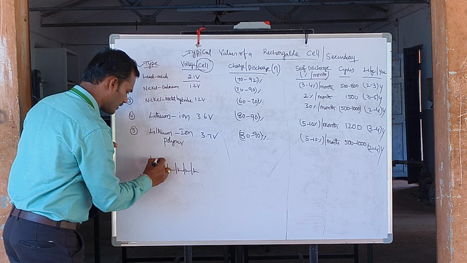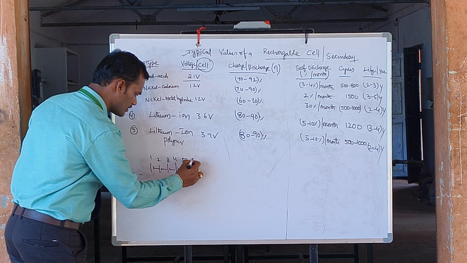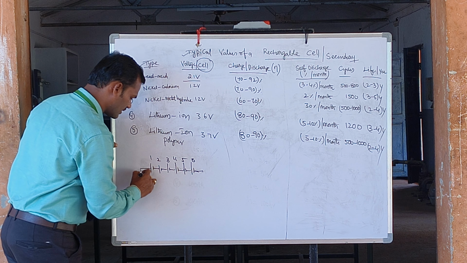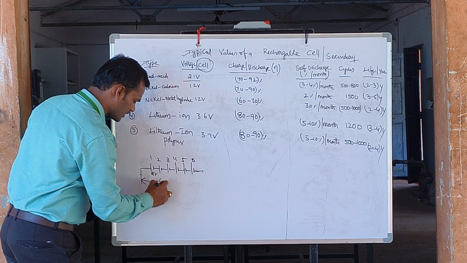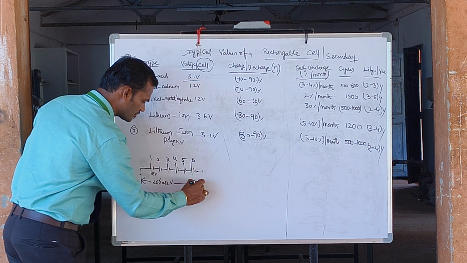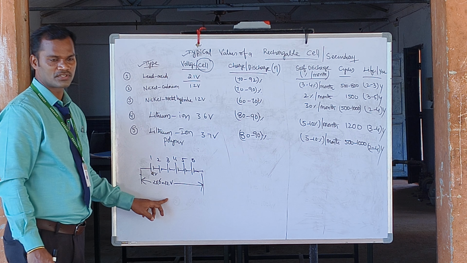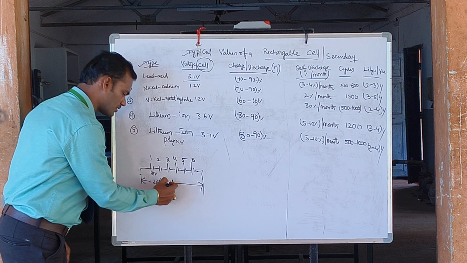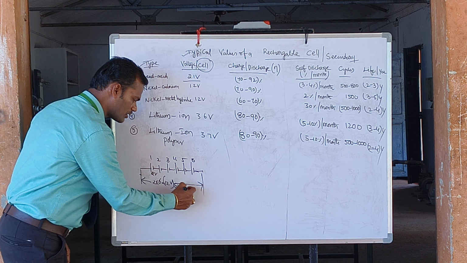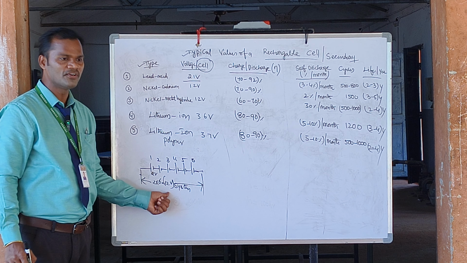You see here 1, 2, 3, 4, 5, 6. All are connected in series connection. Each value is 2, so 2 into 6, the open circuit voltage is 12 volts. Therefore, the lead acid battery you use at your house is rated as a 12 volt system, or it gives an output voltage of 12 volts.